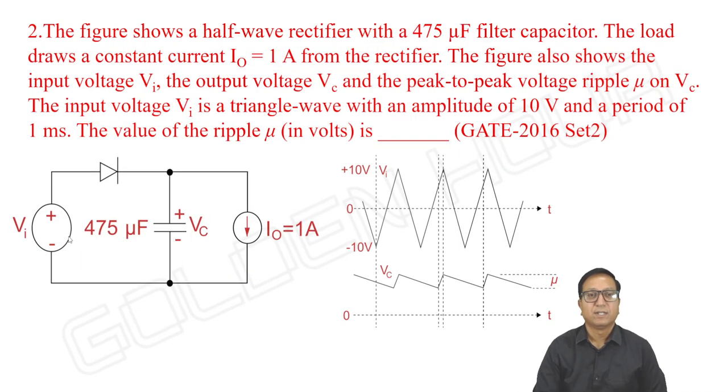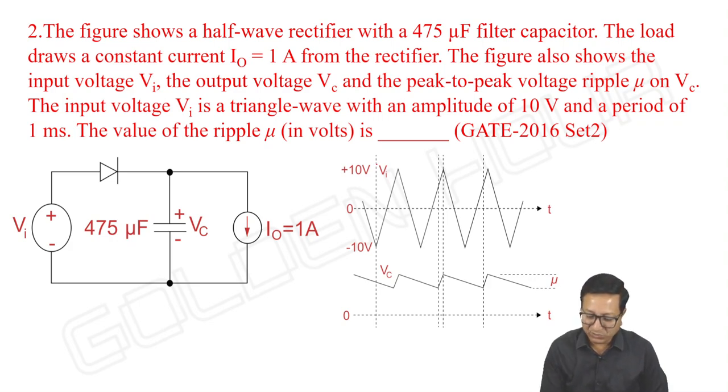Next one. The figure shows a half wave rectifier with a 475 microfarad filter capacitor. The load draws a constant current I0 of 1 ampere from the rectifier. The figure also shows the input voltage Vi, output voltage Vc, and the peak to peak voltage ripple mu on Vc. The input voltage Vi is a triangular wave with an amplitude of 10 volts and a period of 1 millisecond. The value of ripple mu in volts is.